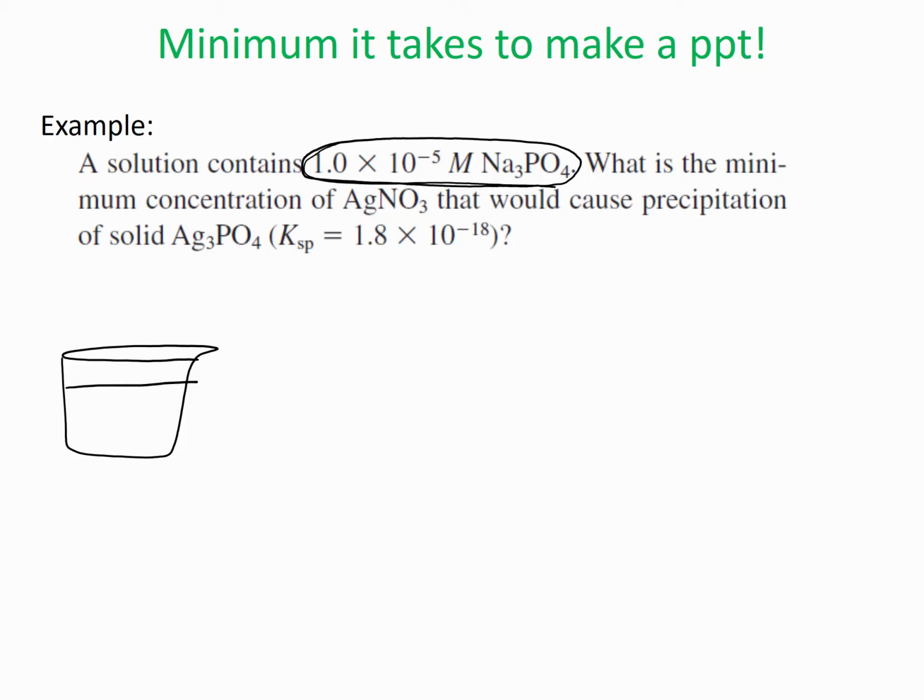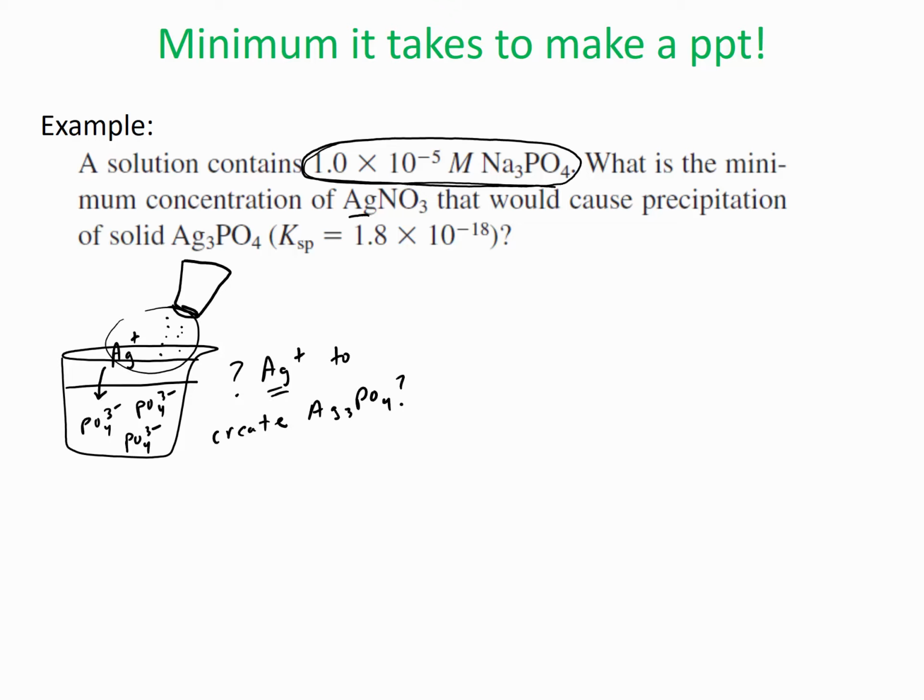So in this problem, we already have some phosphate ions, some PO4 3 minus. And we don't have any silver yet. We're going to sprinkle some in. Here's a little salt shaker, and we're going to sprinkle in some Ag ions. So our question is, how much Ag will it take to create a precipitate, to create Ag3PO4?